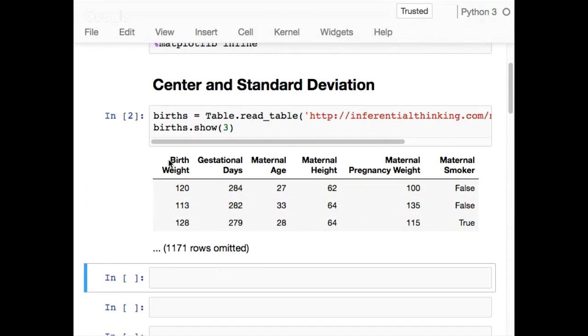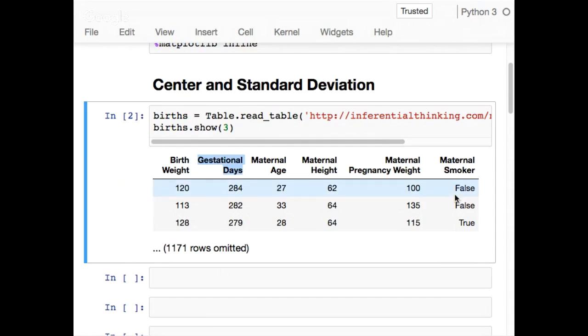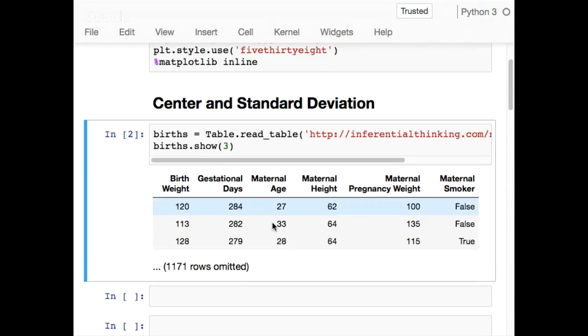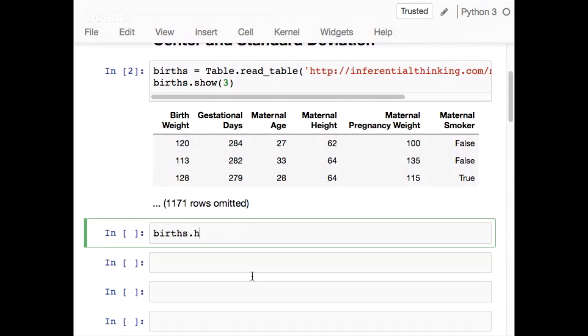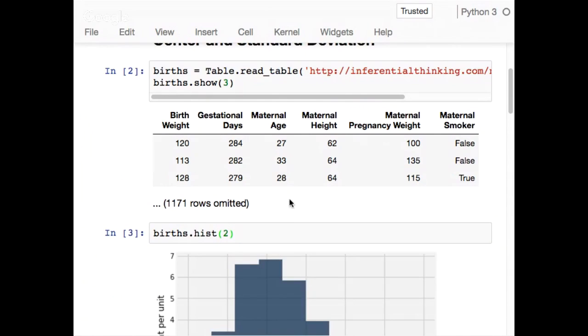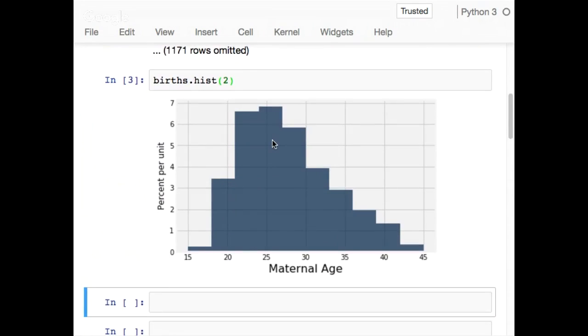So here is, again, the birth weight data: gestational days, maternal smoker true, false. This should also look familiar to you because this data was in your midterm as the histogram question of smoking baby weights and non-smoking baby weights. So this is a data set that I used. What we can do is take the histogram of the maternal age.